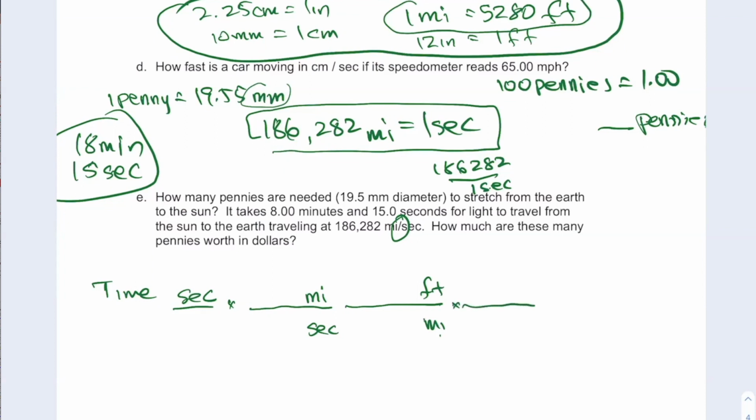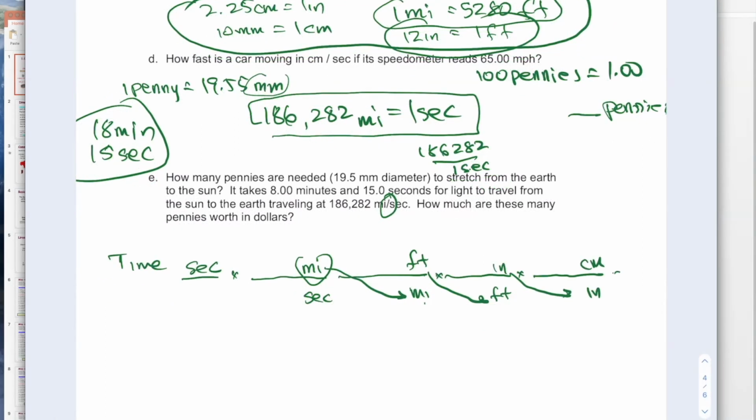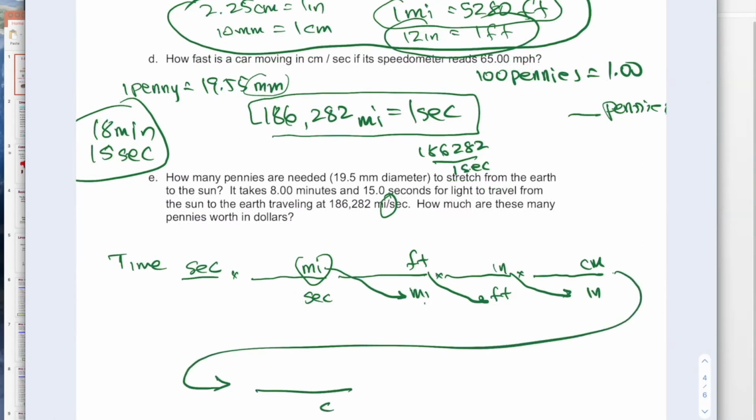And then I'm going to use feet, 2 inches, right here. See how I'm always making the unit walk me to the next step. Inches to centimeters. And then I'm going to go over here, and then centimeters to millimeters, and then millimeters to pennies. And that's my answer. So you just set up the problem so that the units lead you to the next conversion.